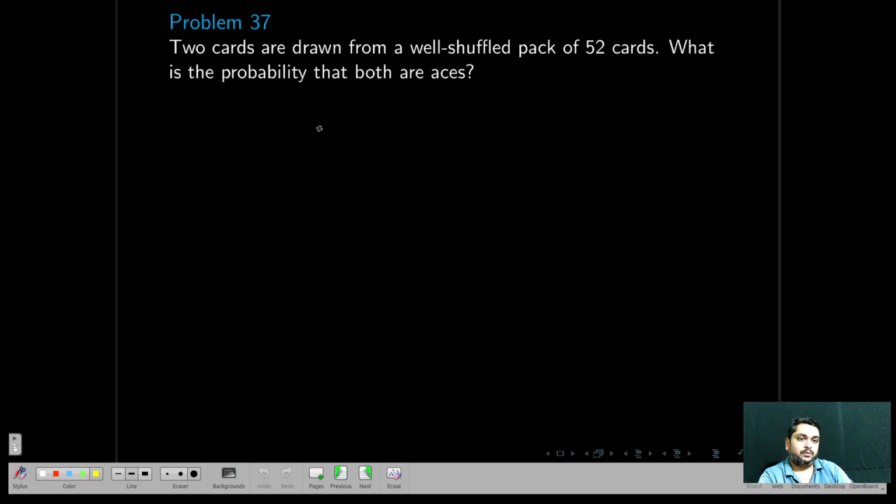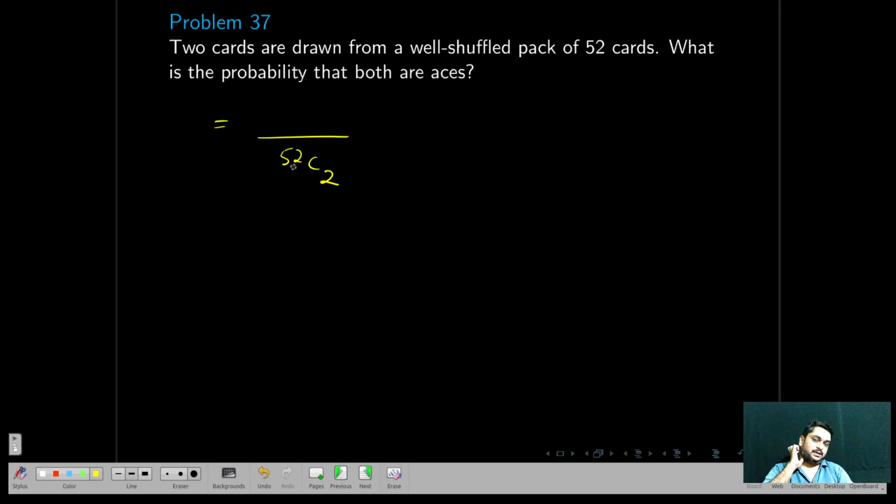Now, 2 cards are drawn from a well shuffled stack of 52 cards. What is the probability that both are aces? Okay, so how many aces are present? You remember our card categories. So total, how many do you have to choose? Out of 52, I have to choose 2.